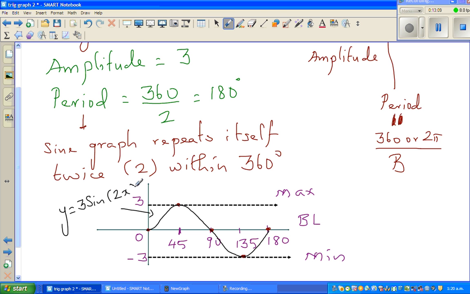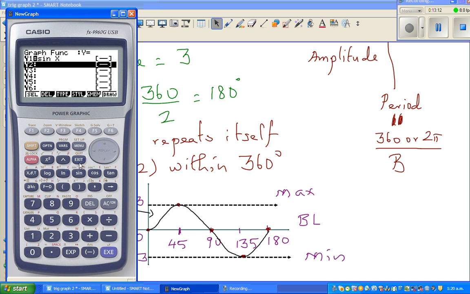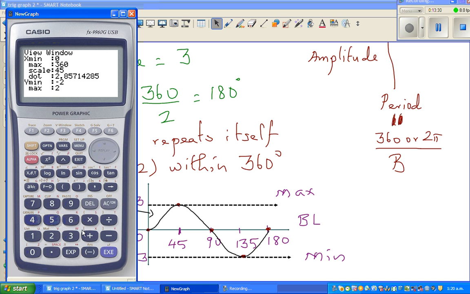So let me show this on a calculator. Here we'll type in 3 sine, better to write 2x in the bracket. Now we need to change the scale. I'll go from 0 to 360 at a scale of 45. Then you can see 2 cycles. And we need to change this y. We want from, say, minus 4 to plus 4, scale of 1. So this is one cycle within 180, and so in 360 degrees, you've got 2 cycles, and that's what the number 2 tells me.